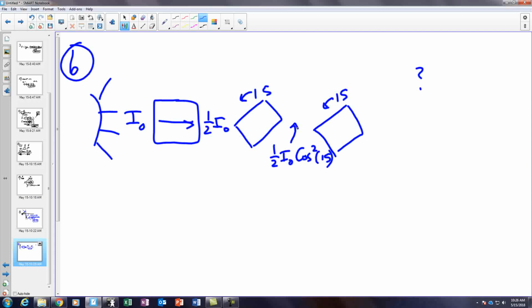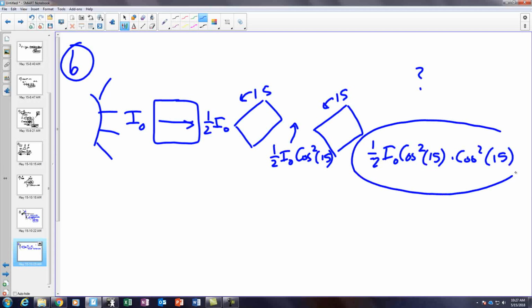As I go through another polarizer that's shifted another 15 degrees, what do I do now? Same thing, 1/2 I naught cosine squared of 15 times cosine squared of 15. Every time I go through another polarizer, I multiply by the cosine squared of that angle of rotation. If I had another 25 at the end, I would multiply by the cosine squared of 25. I just keep going. This right here will have my answer in terms of I naught. It'll be I naught times some number.